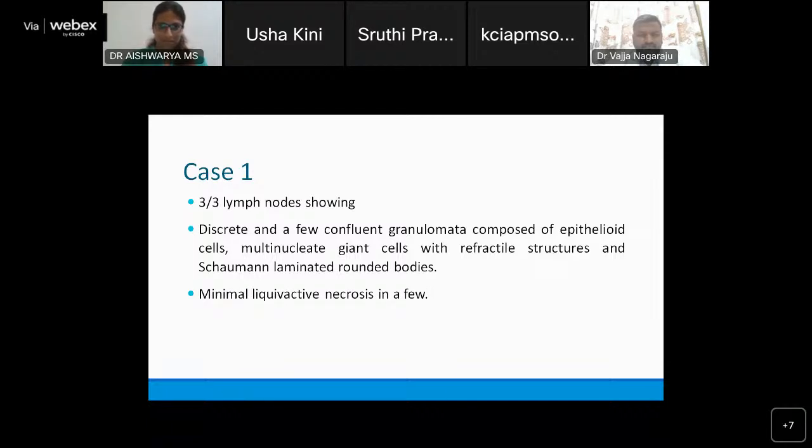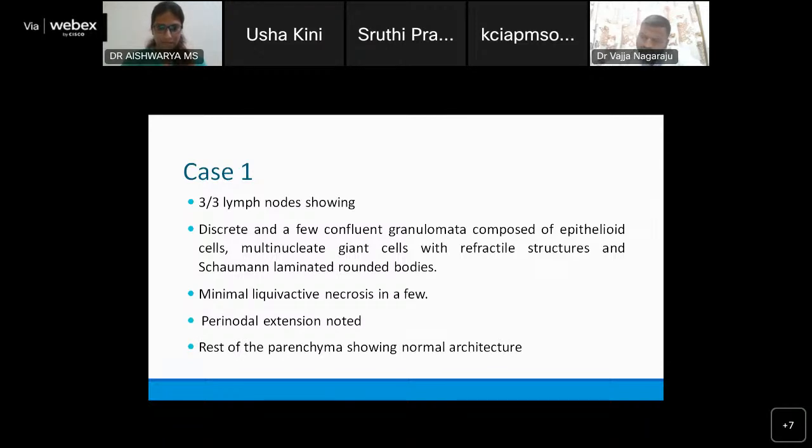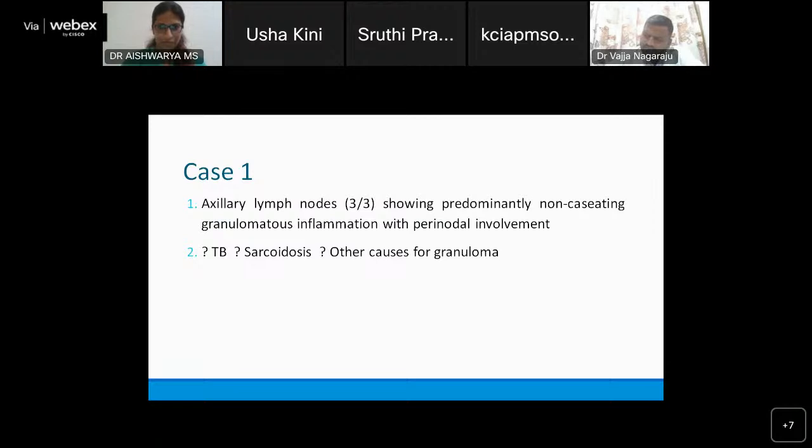There is minimal liquefactive necrosis in a few, and there is perinodal extension. And the rest of the parenchyma, I would say, showed normal architecture. Okay. On this point, what suggestion would be towards the impression? Mind you, these are axillary lymph nodes, and being in a tropical country, the first thing is you want to rule out tuberculosis. And of course, it has all the features, small granulomata, favoring sarcoidosis, and probably other causes for granuloma.